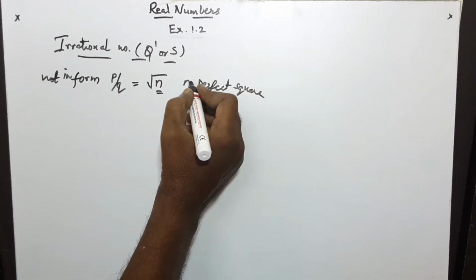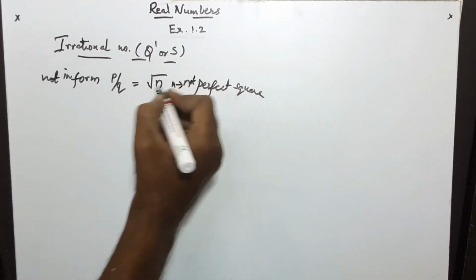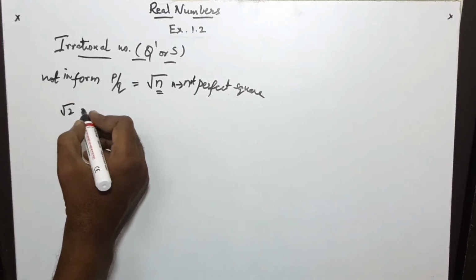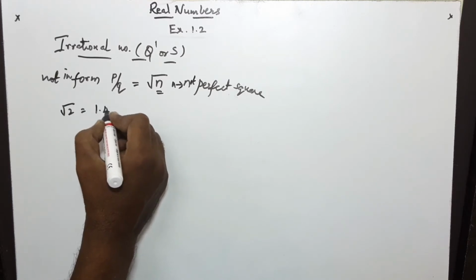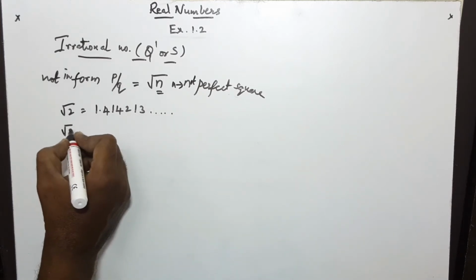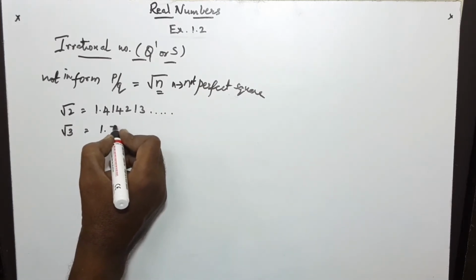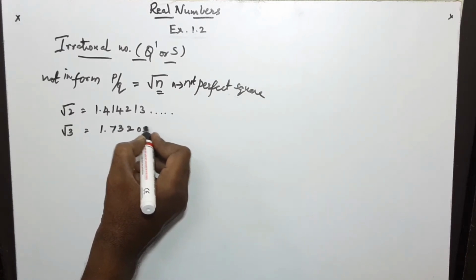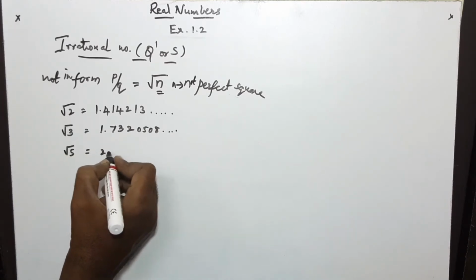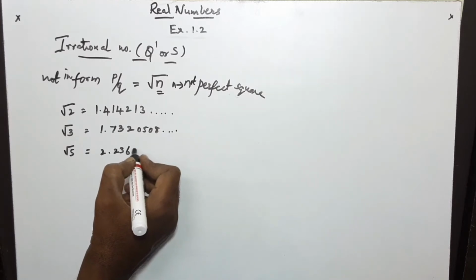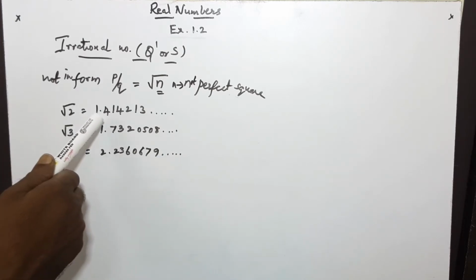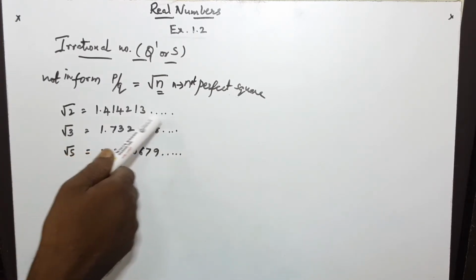Now let us take root 2. Root 2 is 1.41421 and so on. Similarly, root 3 is 1.73205008 and so on. Root 5 is 2.2360679 and so on. All these values are non-terminating and non-recurring decimals.